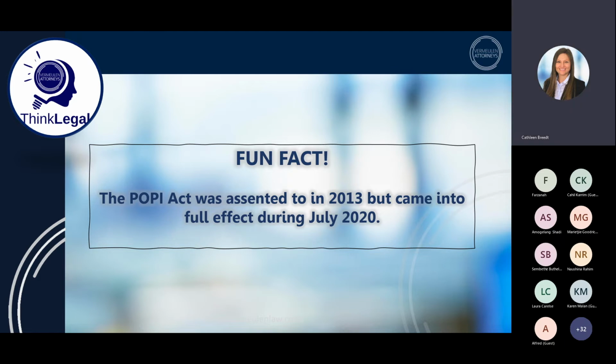Then a fun fact I put in here, because it's quite a jaw-dropping moment, is POPI was actually assented to, which means it was accepted by the president, in 2013 and only came into full effect a full 7 years later in July 2020. A good question is why it took 7 years for them to actually get it into effect. Only the good Lord would know. I do not. But it's a fun fact to know that we were sitting on a piece of legislation that was agreed upon and accepted for 7 years.